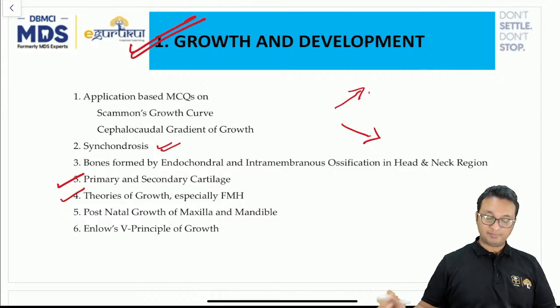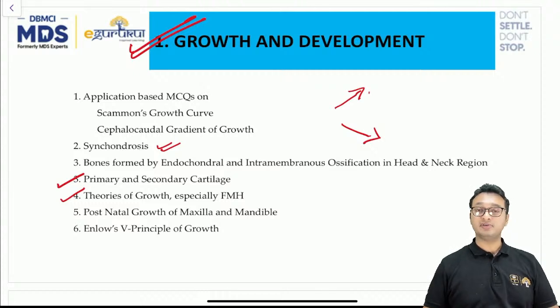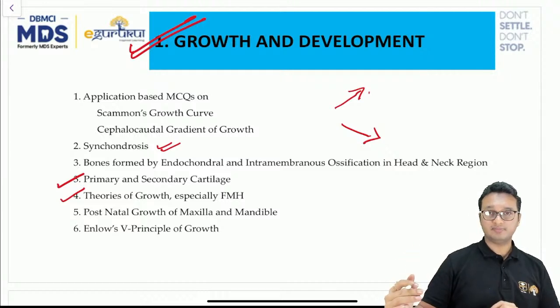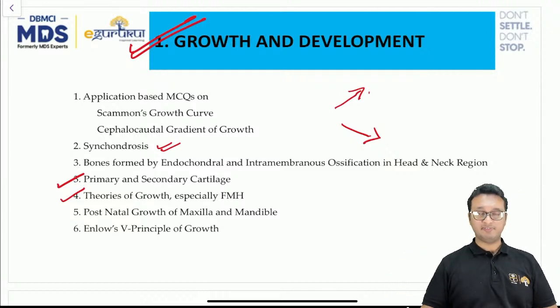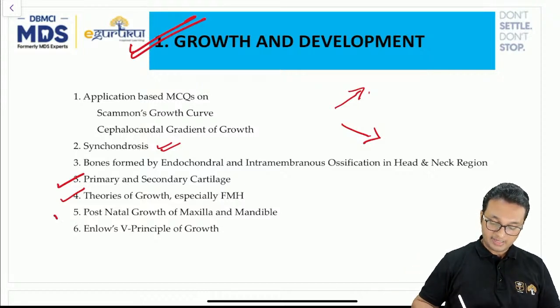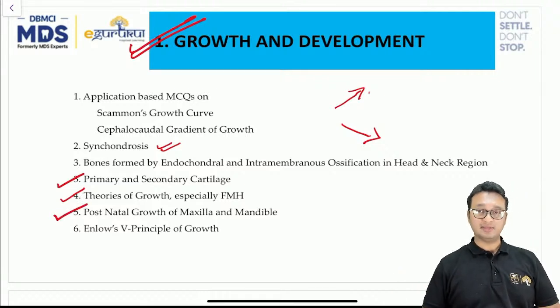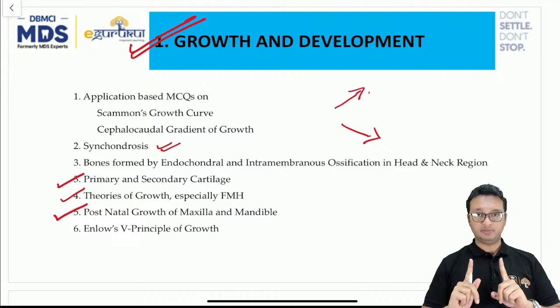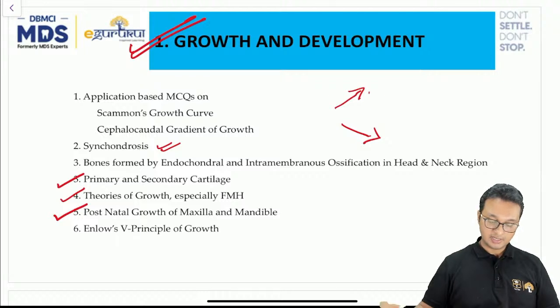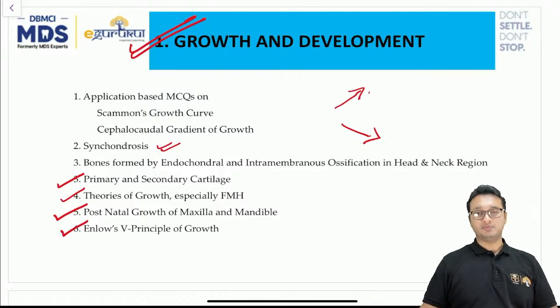Then theories of growth, especially the functional matrix theory, and also the functional matrix theory revisited, because recently only I was just going through and I just saw a question which particularly asked about the functional matrix theory revisited in a twisted manner. We have talked about functional matrix theory revisited elsewhere, so I'm not going to repeat it here again. Then many questions you can expect from postnatal growth of maxilla and the mandible, especially the application based questions. I have an application based question for you just after this slide, so just give me a moment. And finally, Enlow's V principle of growth.